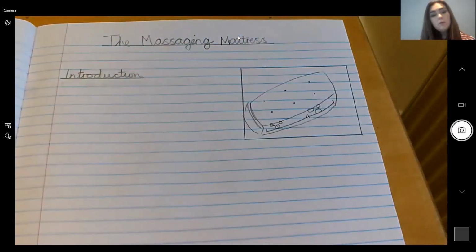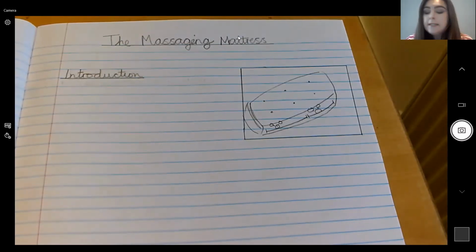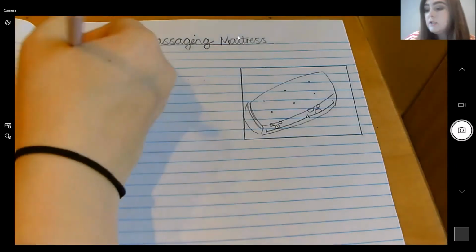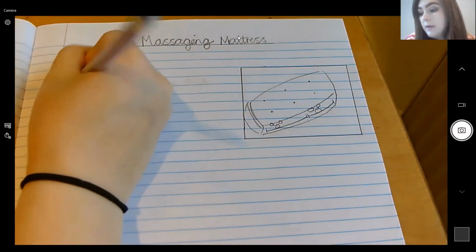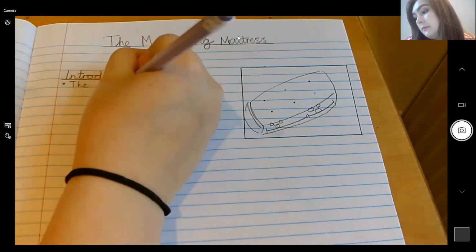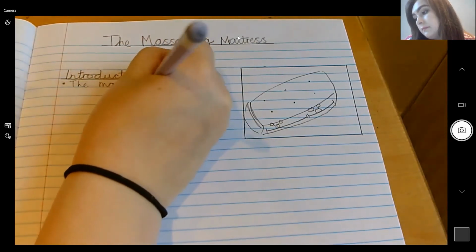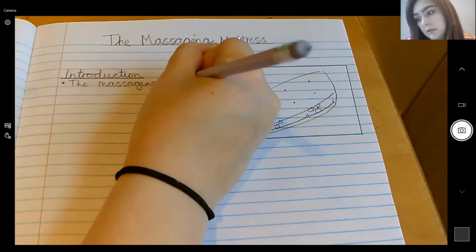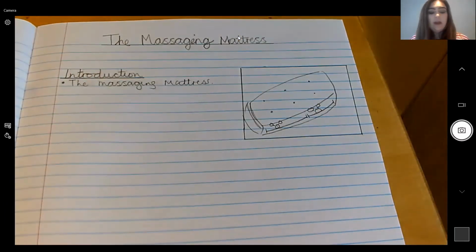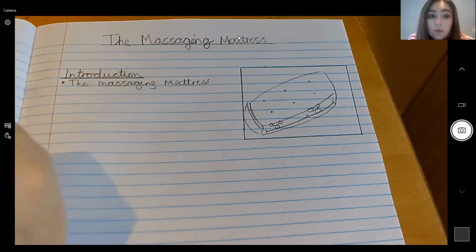Okay, now what we're going to do is think about what we want to include in our introduction. So the sentence starter that I'm thinking of using is going to be the noun, because this is the first time I've spoken about what this is. So I'm going to use the sentence starter, the massaging mattress. So that's the sentence starter I'm going to use. Then I'm going to tell you who invented it.